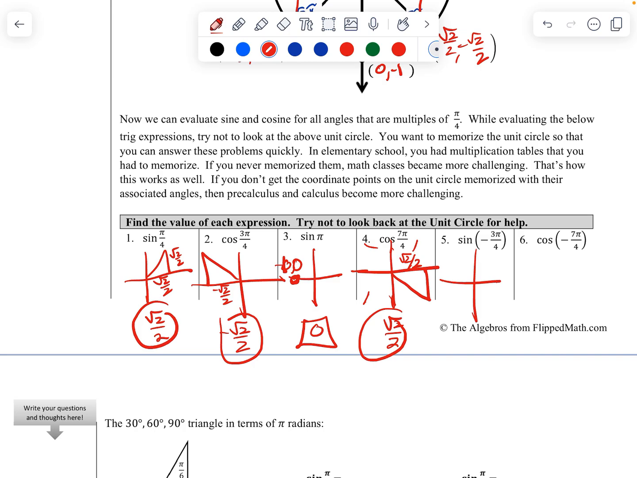Now we're going backwards, negative 3 pi over 4. So 1, 2, 3 45s. And again, it's our sine, so it's negative. And then backwards 7. So 1, 2, 3, 4, 5, 6, 7. And it's our cosine, so it'd be positive root 2 over 2.